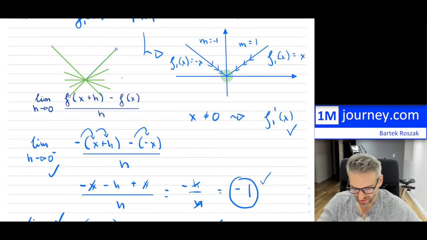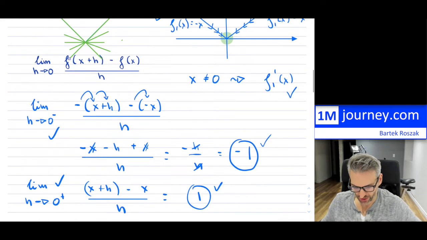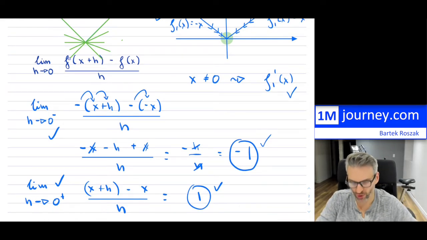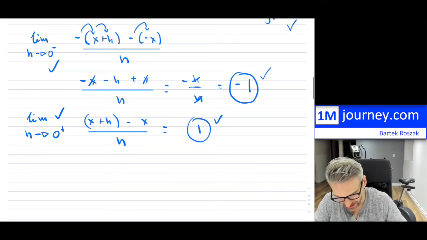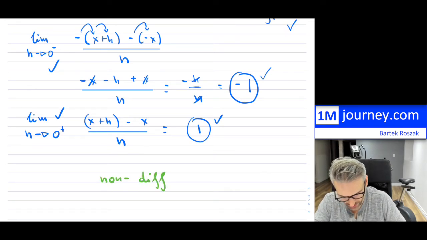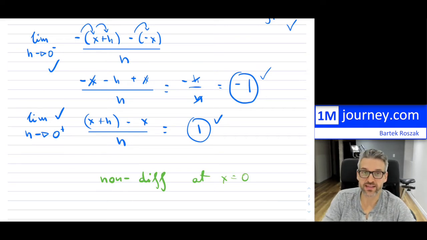But those are not equal to each other. And when that happens, well, this overall limit does not exist. So we would say that this function is non-differentiable at x is equal to 0. It is differentiable at any other point.